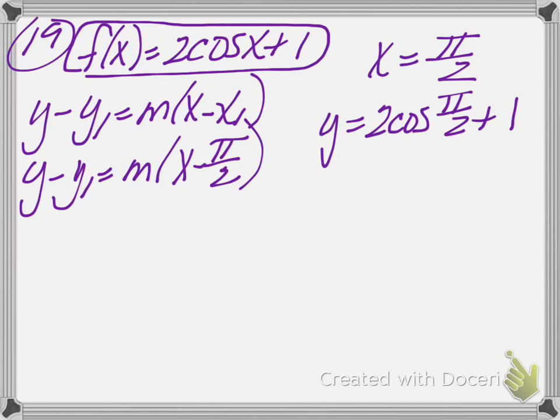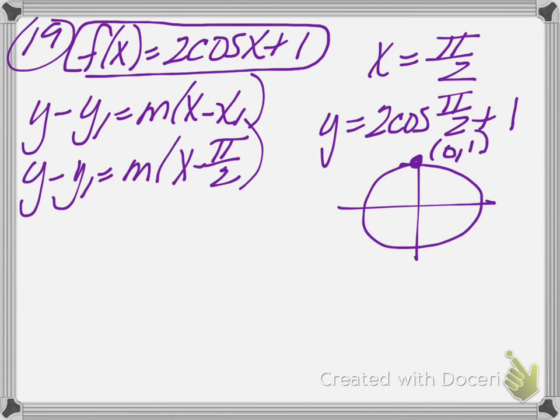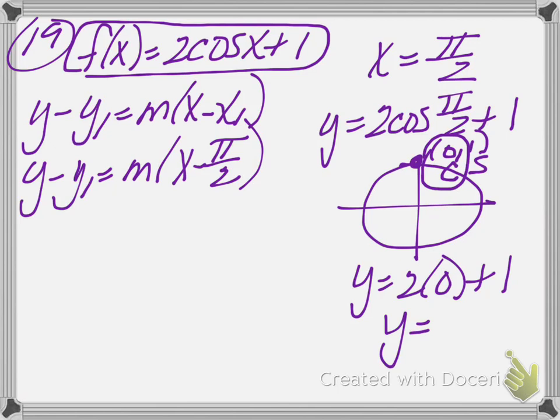Okay, so they're testing you on your unit circle, because you won't have a calculator. So what is cosine of pi over 2? Well, pi over 2 is located right here. The coordinates of that point are (0, 1). The x-coordinate is cosine, the y-coordinate is sine. So cosine of pi over 2 is 0. So y equals 2 times 0 plus 1. Therefore, y equals 1. And now I can substitute it into here.